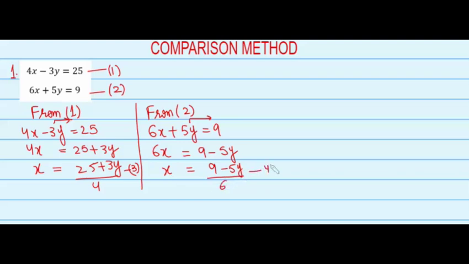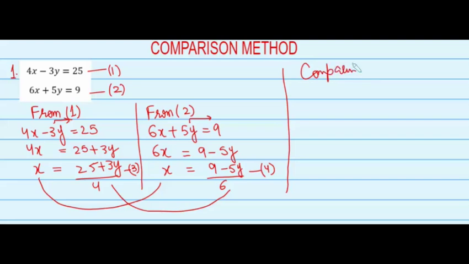Say this is 4. So now we'll compare both of the equations. How to compare? The left hand side is equal to the right hand side. So these lefts are equal, and similarly these rights should be equal as well. Got it? So I'm writing here comparing third and fourth. We get 25 plus 3y over 4, equal to the right hand side of the fourth equation, which is 9 minus 5y over 6, right?